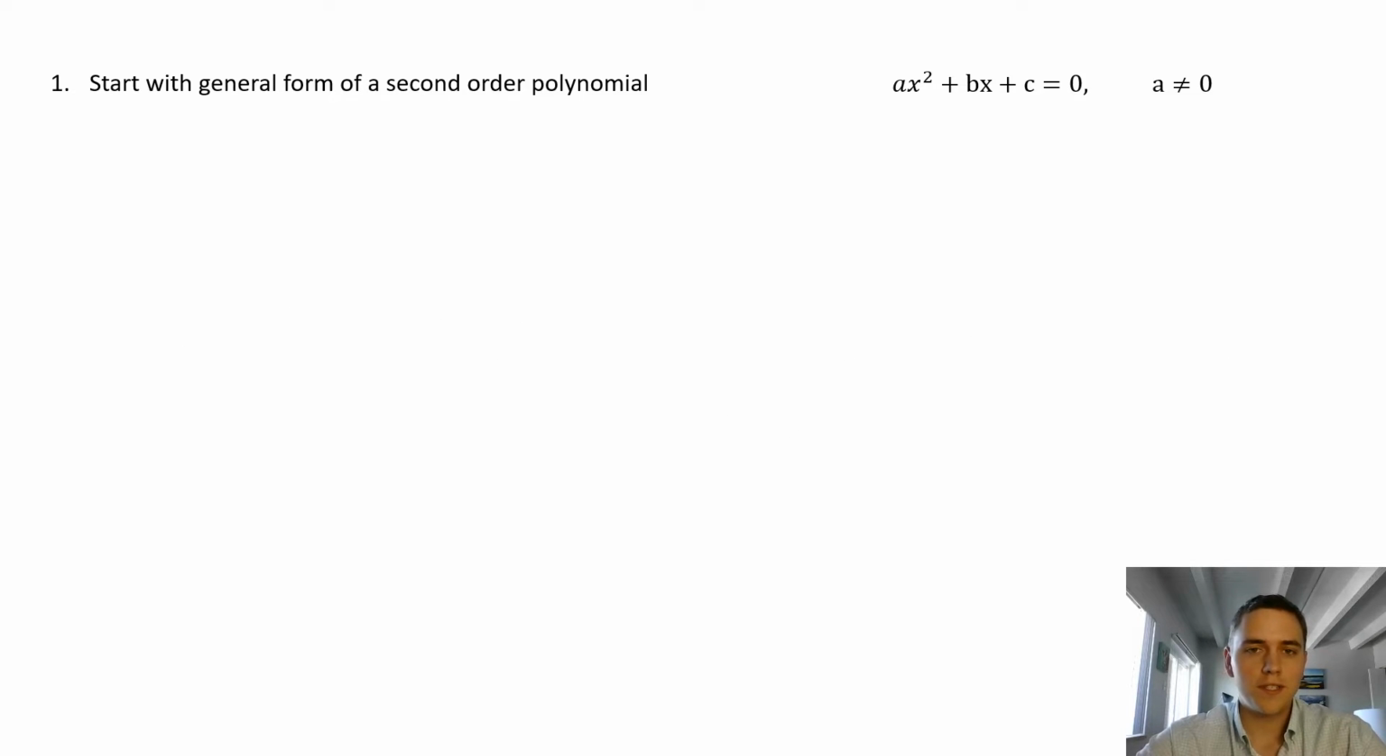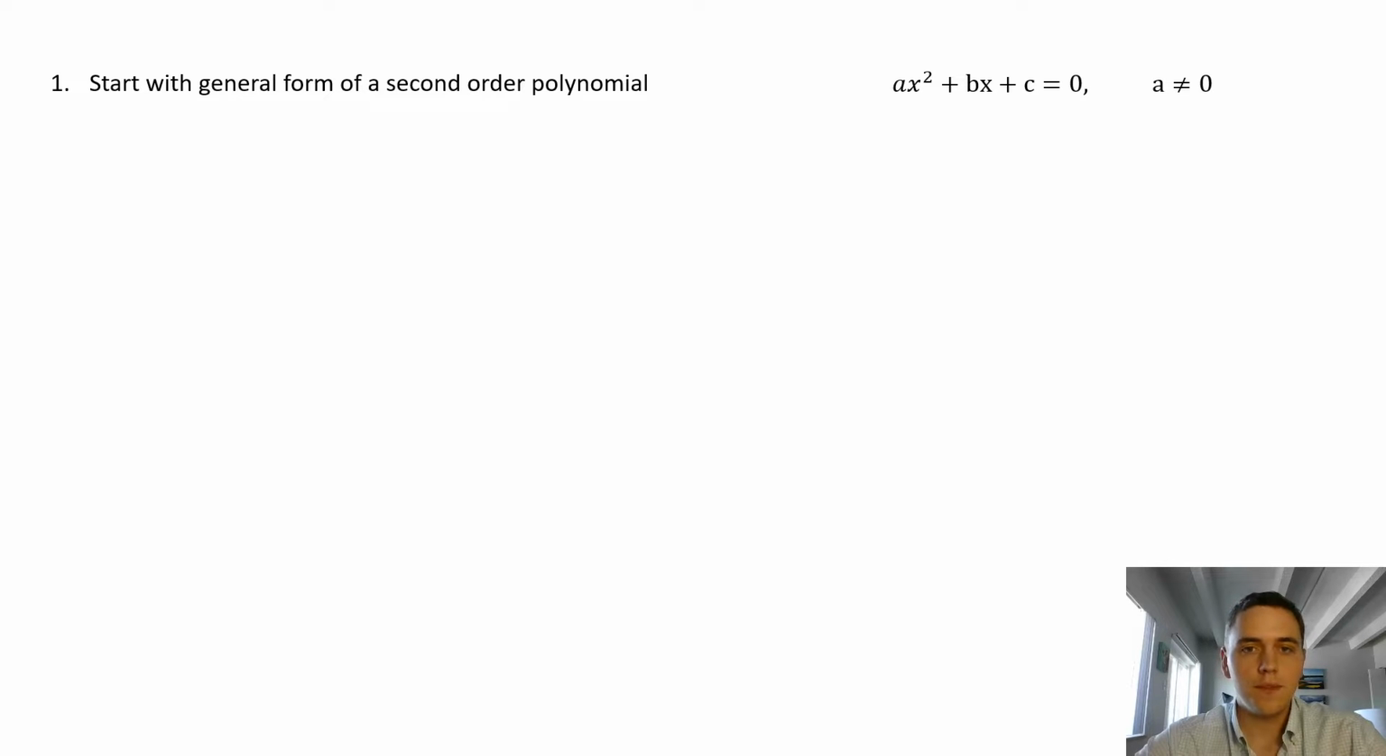So the first step of the derivation is to start with the general second order polynomial, just like when you complete the square. That is ax squared plus bx plus c equals 0. And of course, a is not equal to 0, because if it were, it would not be a quadratic. It would be a linear equation, and that's pretty easy to solve.